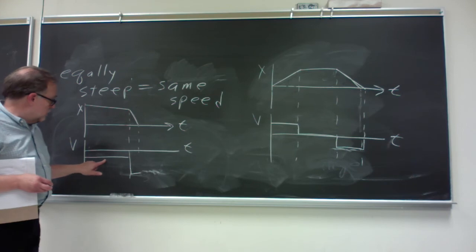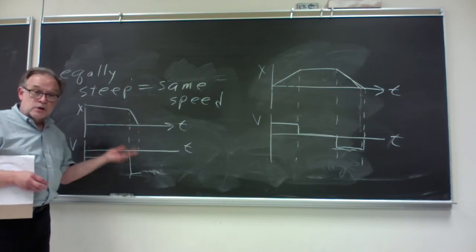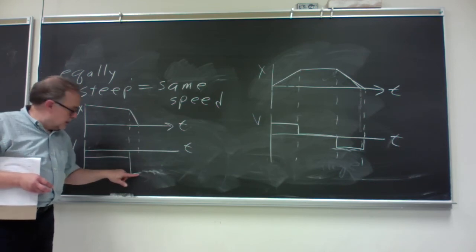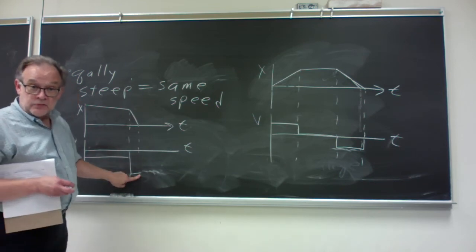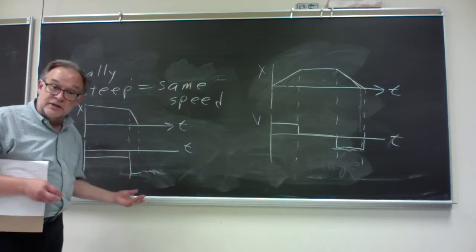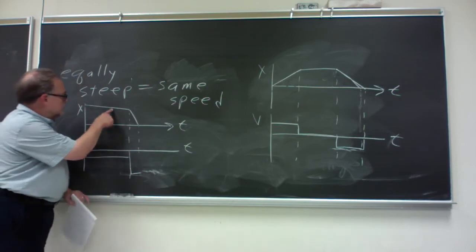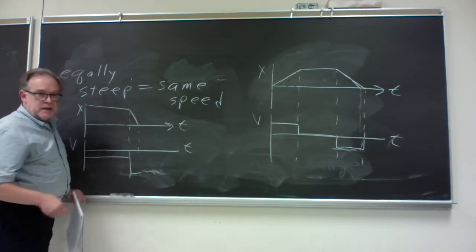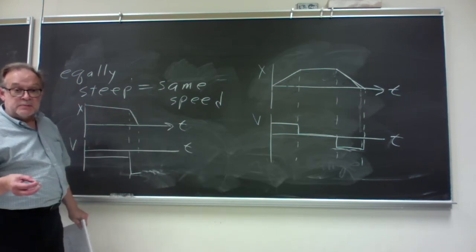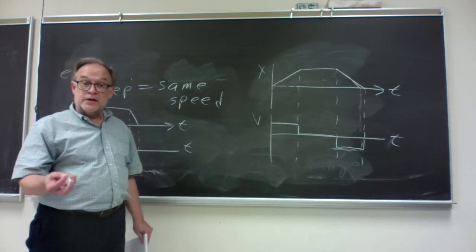Here you might have been going just at a velocity of -1. That is, you move 1 meter per second in the negative direction. And here you might have a velocity of -5. That means you move 5 meters per second in the negative direction. And what we see comparing this and this is a little bit related to this. Equally steep means the same speed. Steeper means faster, higher speed.